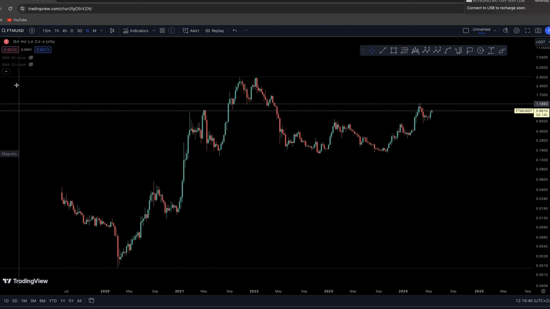Today we will be covering Fantom. The ticker is FTM against USDT on the weekly time frame.